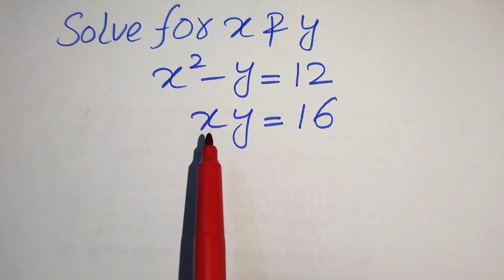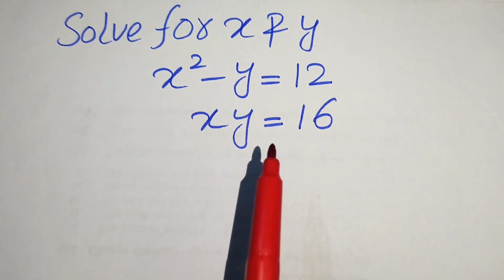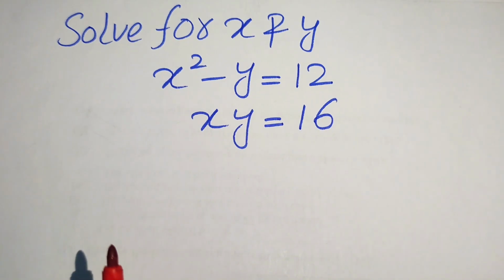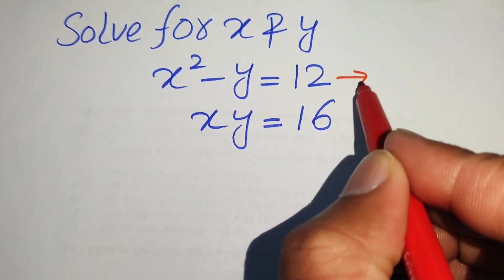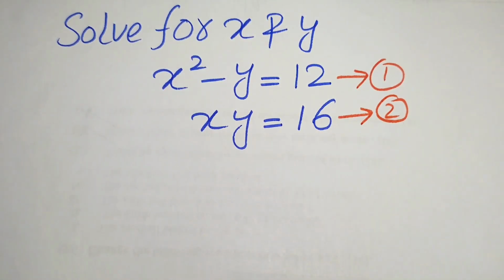Here we have x squared minus y equals 12 and xy equals 16. We solve this problem for the values of x and y. The very first thing we do is call this equation number 1 and this equation number 2.